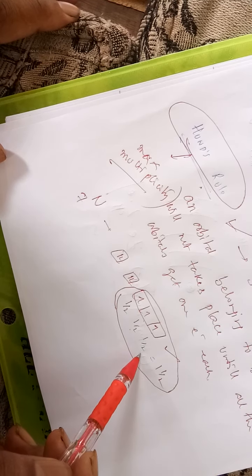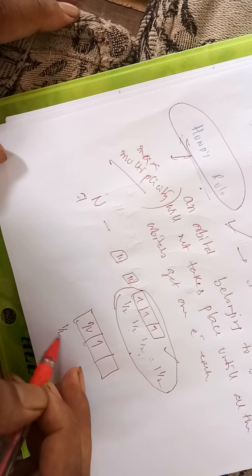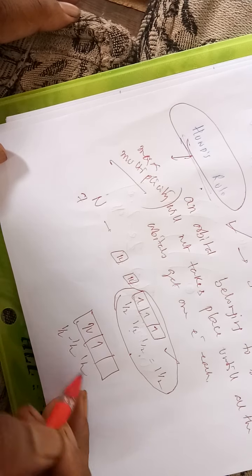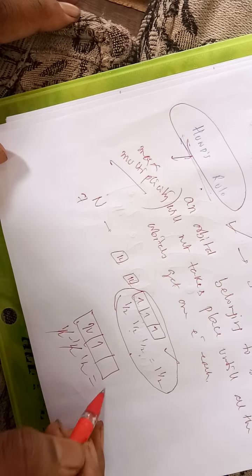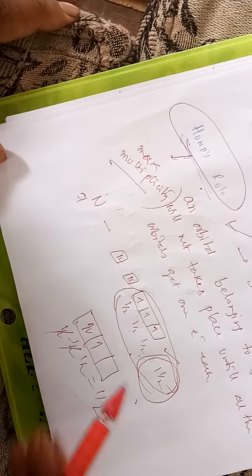If you have written it like that, then this is plus half, this is minus half, this is plus half. Plus half minus half cancels, the spin is half. So here we are getting the maximum spin. That is why it is called Hund's rule of maximum multiplicity.